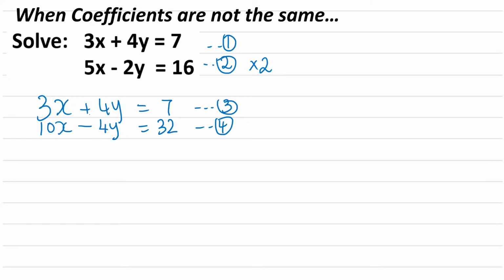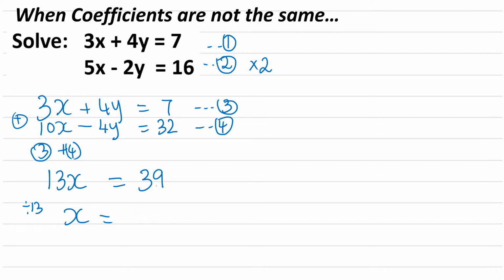Okay, they have opposite signs, so same coefficient but opposite sign. It means I'm going to add the two equations. So if I say equation 3 plus 4, what do I get? 3x plus 10x, this will give me 13x. So plus 4y plus minus 4y is now going to be 0. So this is equal to 7 plus 32 is 39. Divide by 13 both sides to get x. Therefore, x is going to be equal to 39 divided by 13 is 3.